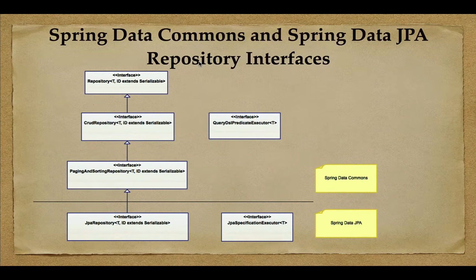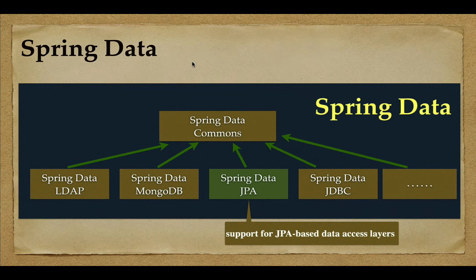Hi, welcome back. In this lecture, we'll take a look into important repository interfaces, its relationships, and its implementations. Alright. So before looking into repository interfaces, let's first take a look into Spring Data Framework. Well, Spring Data Framework basically contains a lot of modules. For instance, Spring Data Commons, Spring Data LDAP, Spring Data MongoDB, Spring Data JPA, Spring Data JDBC, and there are a lot of other Spring Data modules.